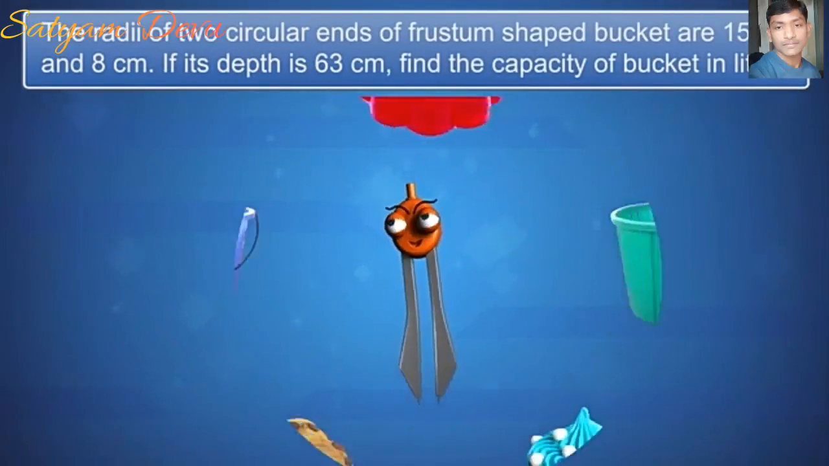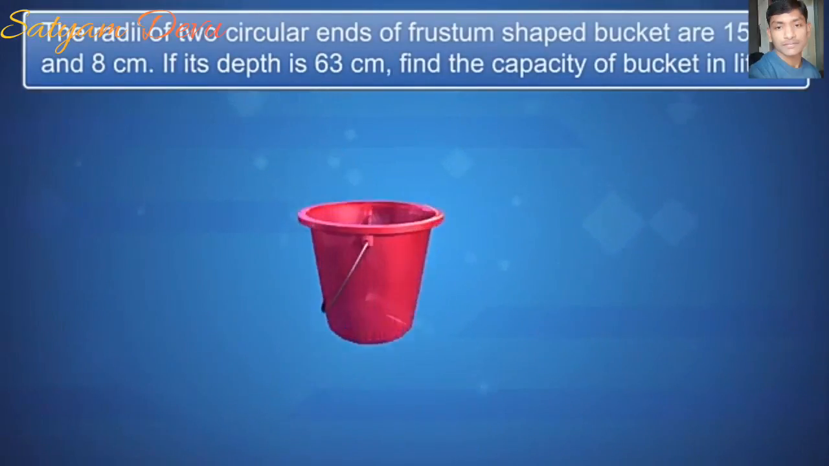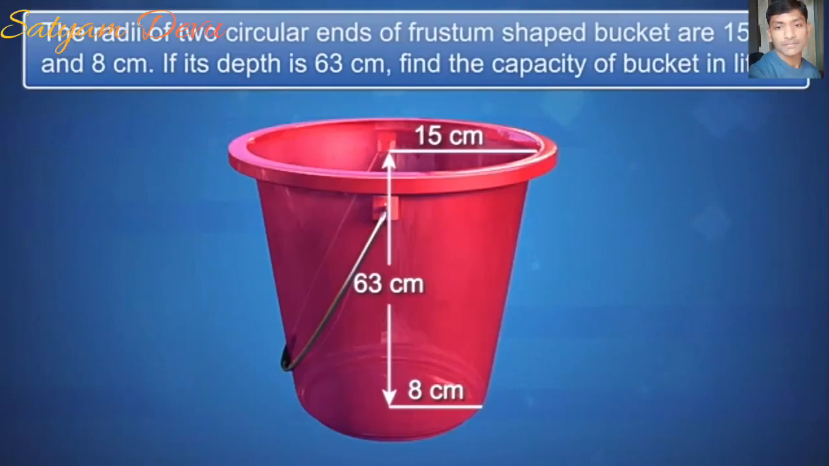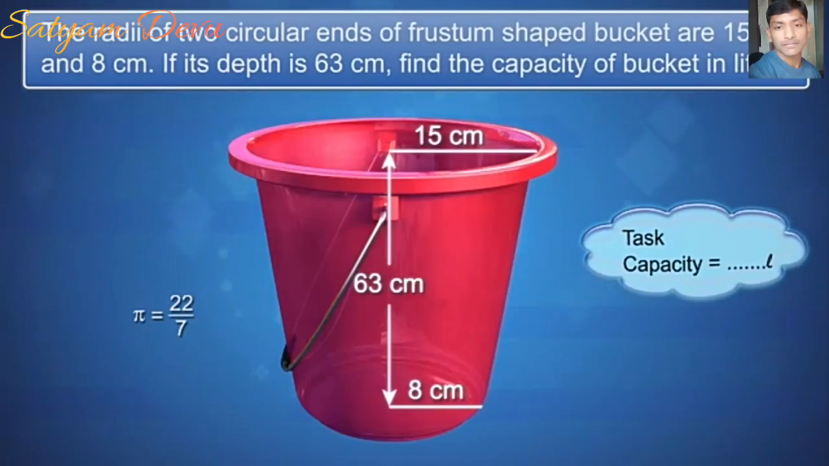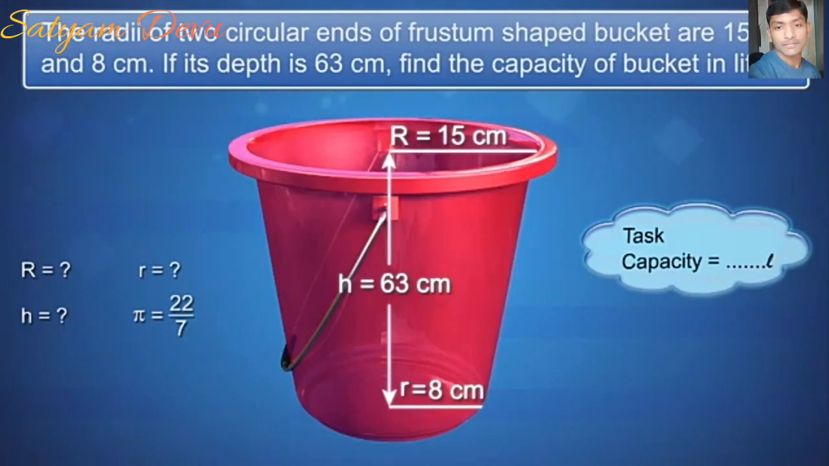Can you think of an object which is in the shape of frustum of cone? Let us now find the capacity of this bucket. The radii of its two circular ends are 15 cm and 8 cm respectively. Its depth is 63 cm and pi is equal to 22 by 7. What is our task? To find the capacity of the bucket in liter. Can you identify where capital R, small r and h lie in this bucket? Good. Capital R is the radius at the top, small r is the radius at the bottom, and h is the depth of the bucket.